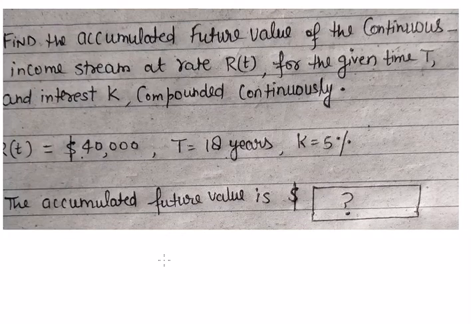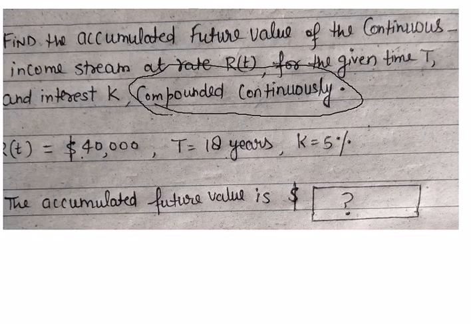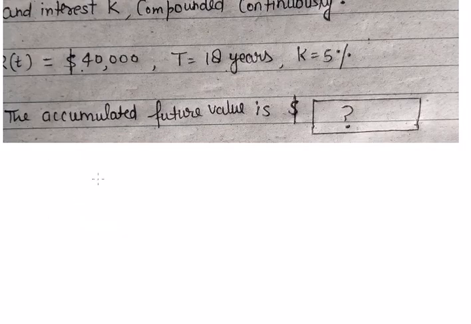The question here is about compounding continuously. This is the topic. The formula to calculate this is future value equals present value multiplied by e to the power of rt.